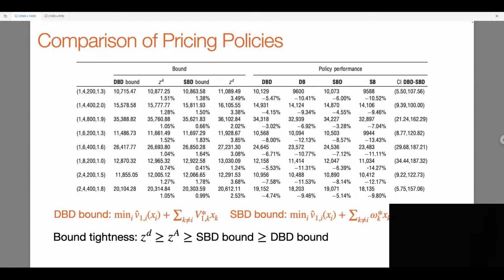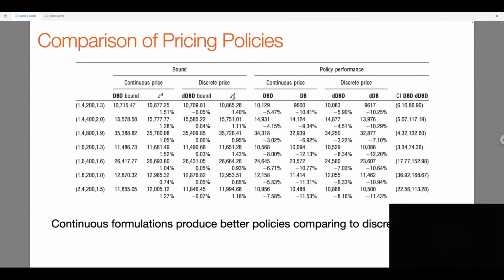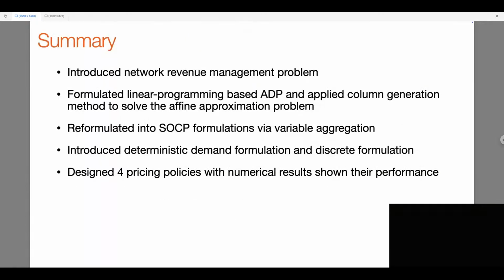And regarding the policy performance, we can see that the DBD is greater than the SBD and greater than the DB and greater than the SB. And also, comparing the continuous price and the discretized case, we can see that the continuous formulation provides better policies compared to the discrete formulation in most cases. And finally, here's a summary.